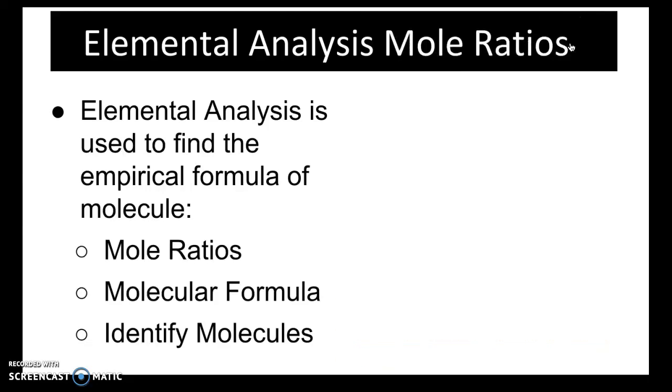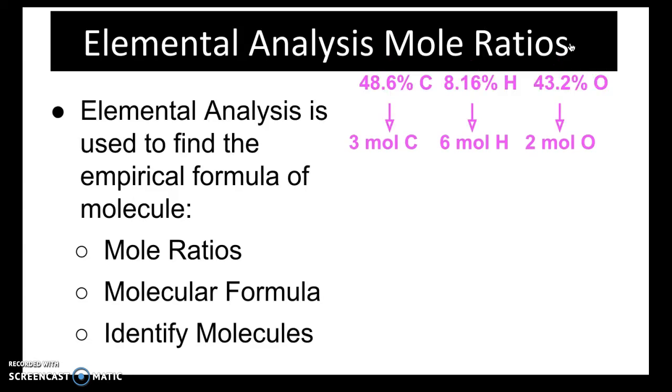All right, so how does this work? We're going to do a quick overview of the process before we look at some examples. When you get an elemental analysis sample, it sort of looks like this. It tells you the percentage of carbon, hydrogen, and oxygen in this example. From here, you're going to utilize that information to get your mole ratios. Remember that these percentages are percent by mass. From that information, you can convert the mass to moles and get the mole ratios of each element.